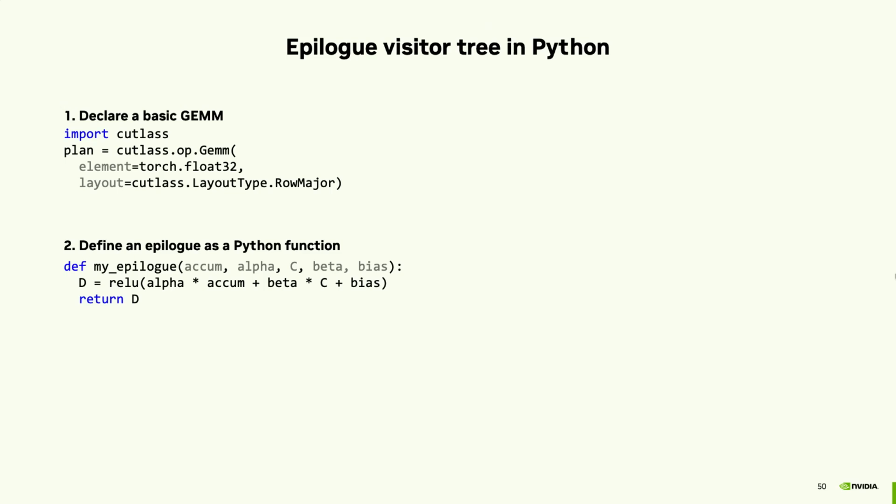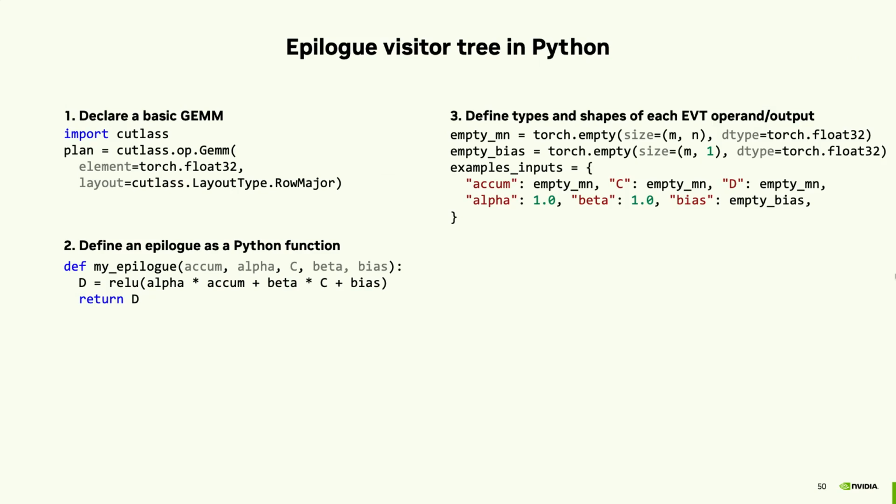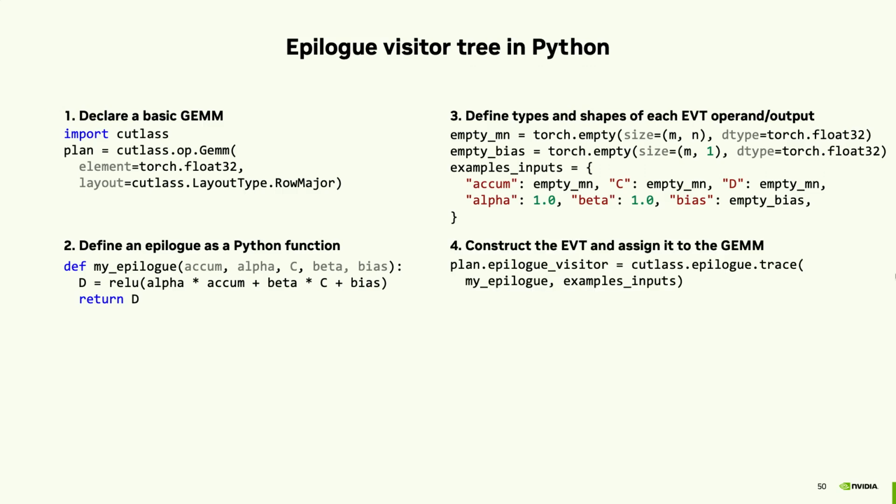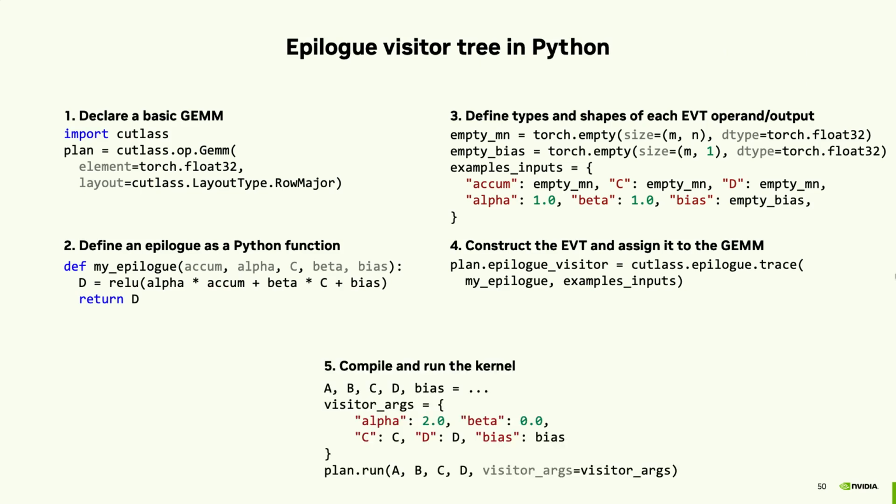We have a number of convenient helper functions like ReLU for common operations that you might want to perform. You then declare a set of example inputs specifying the shape and type of the operands and outputs of your EVT. And finally, call cutlass.epilogue.trace, passing as inputs the myEpilogue function you defined for your epilogue, as well as the dictionary of these example inputs. Under the hood, this method will parse the Python abstract syntax tree for your myEpilogue function to convert it into an epilogue visitor tree. It will then use the example inputs to propagate type and shape information through the tree, and finally perform some optimizations on the tree, like removing dead nodes. This can then be used in a CUTLASS kernel by calling plan.run.